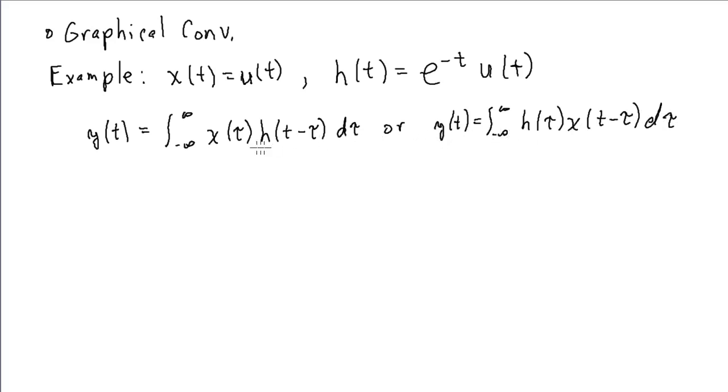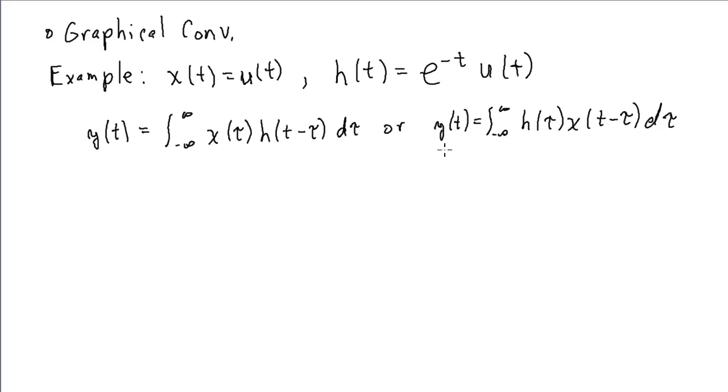In the integrand, the first term here, x of tau, or h of tau over here, is just the normal function. And the second term, either h of t minus tau or x of t minus tau, is a time reversed and shifted version of the original function. So what I recommend is that you time reverse the simplest function. So in this case, it's x of t. That's a little bit simpler than h of t. Again, you'll get the correct result if you time reverse either of the two functions.